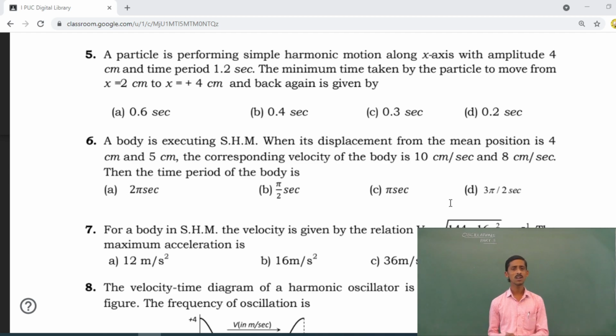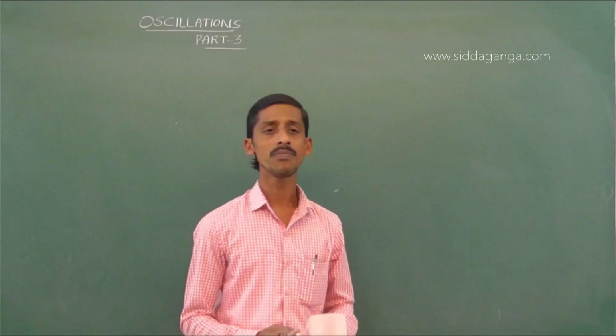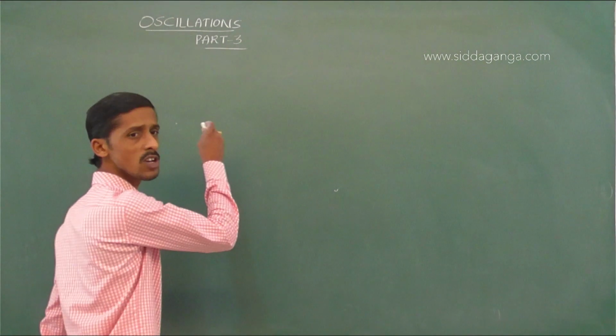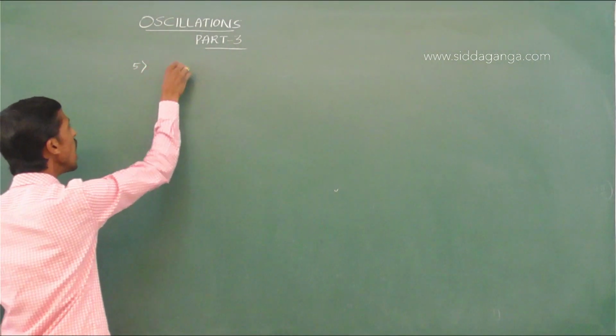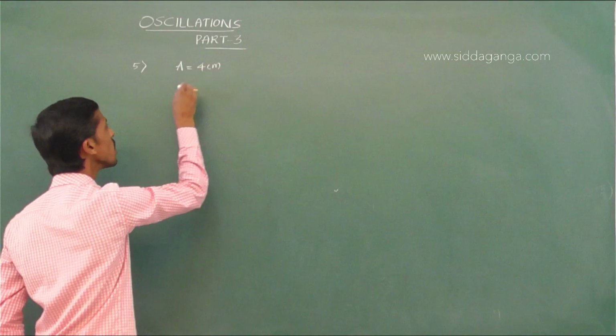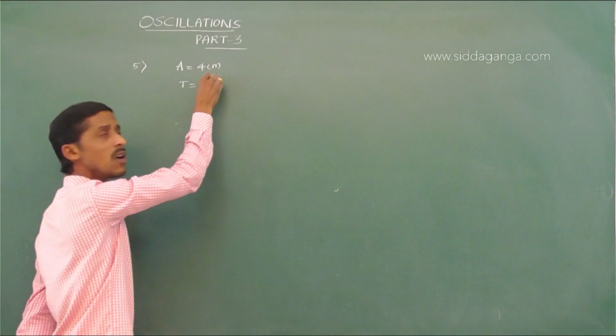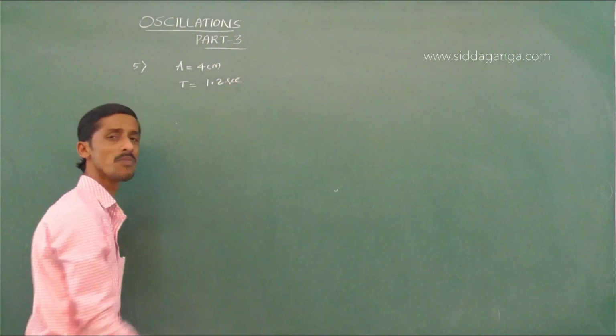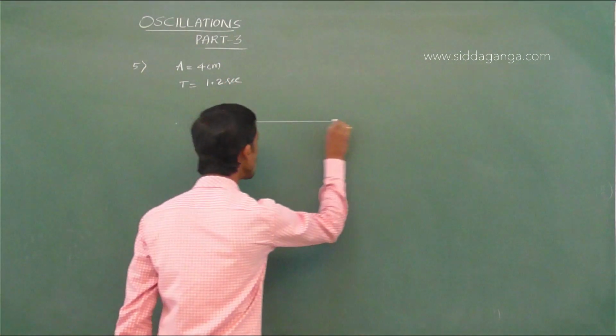Look at the question. Amplitude 4 centimeter. Time period 1.2 seconds. So, the particle is performing SHM such that amplitude is 4 centimeter. What is the time period? 1.2 seconds. So the particle is moving around the x-axis.